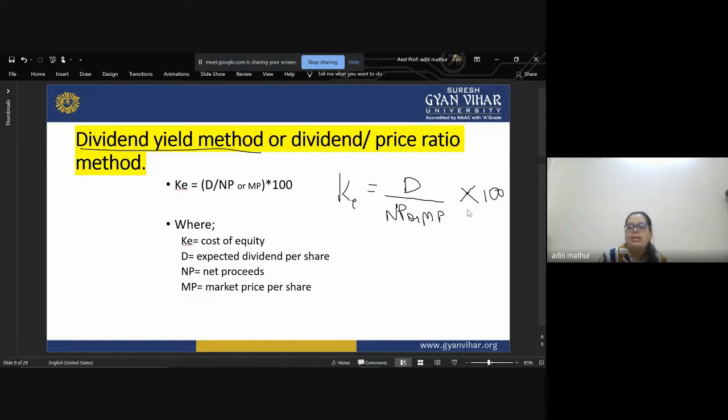The same applies to your cost of debentures, cost of retained earnings, cost of long-term loans, and cost of preference shares. In all the avenues, you have to calculate the cost in percentage. That is why we are multiplying it by 100. So with this method of calculating the KE, we can simply divide dividend by NP or your MP.